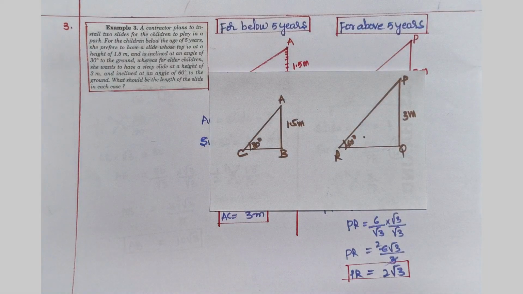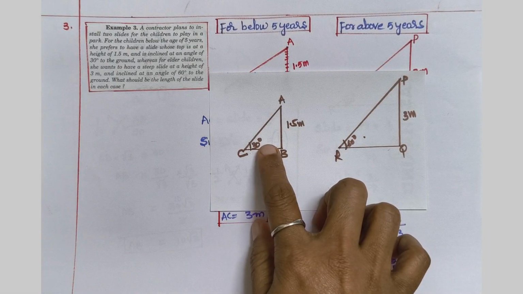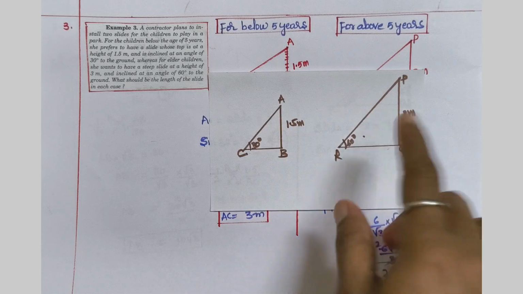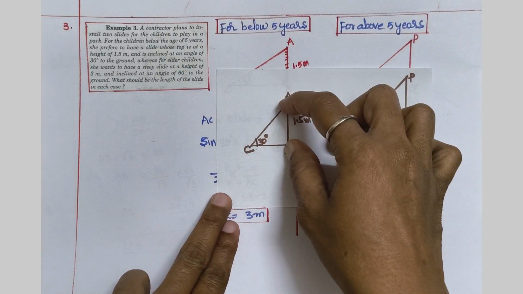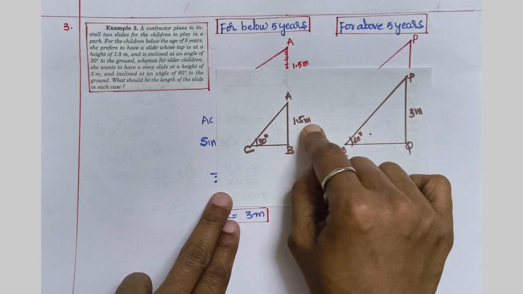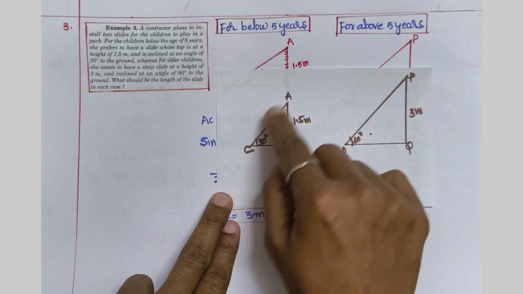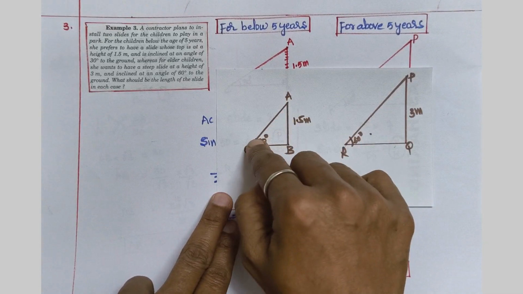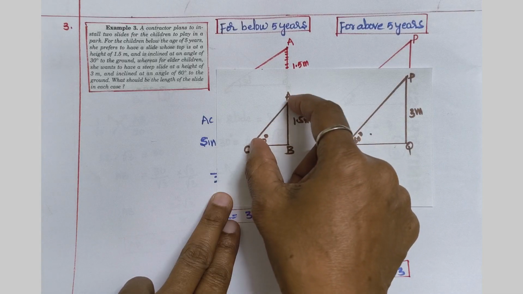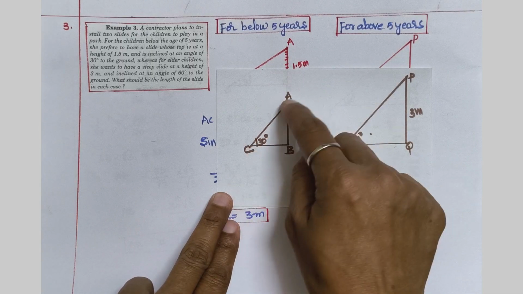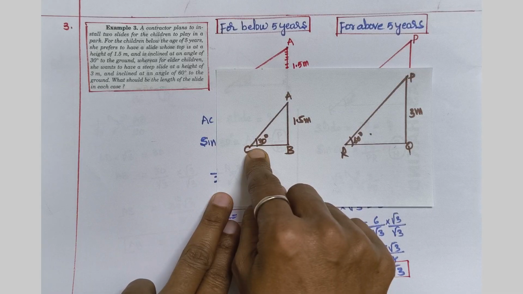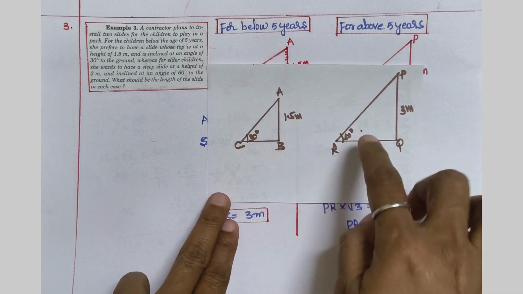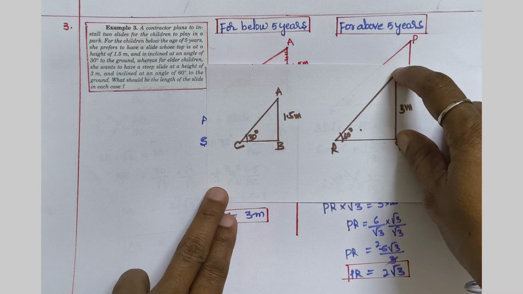Here 2 slides are there. One is for kids below 5 years, one is for above 5 years. Okay, below 5 years, how much height is there? 1.5 meter is there. Okay, this is a slide. AC is a slide. Now we will find the AC slide length. Here the angle at ground level, how many degrees is there? 30 degrees.